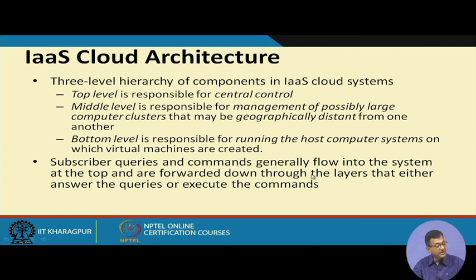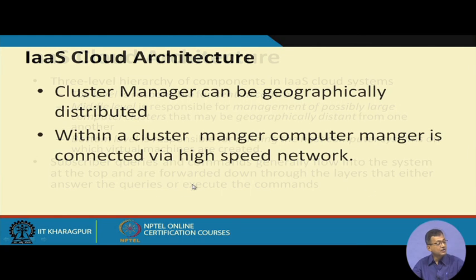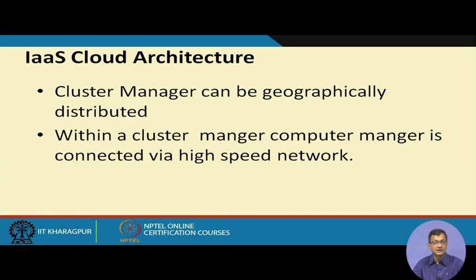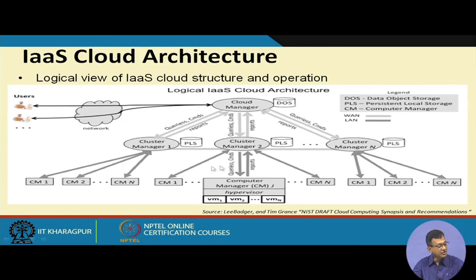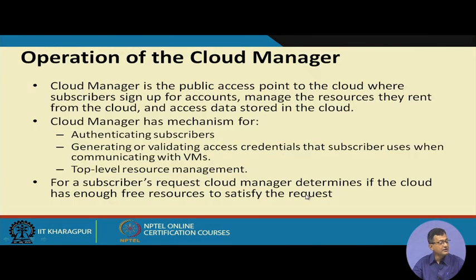Subscriber queries and commands generally flow into the system at the top and are forwarded down through the layers, which either answer queries or execute commands. So, in the IaaS cloud architecture, the cloud manager can be geographically distributed. Within a cluster manager, the computer managers are connected by a high speed network. If we look at the cluster manager, these are all connected by a high speed network. Now, let us quickly look at the operation of the different things.